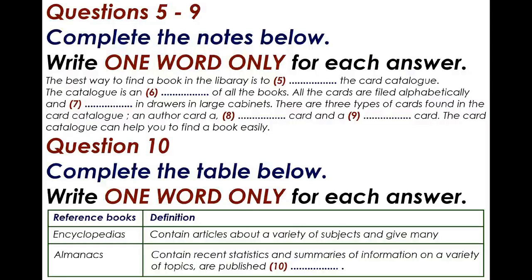The best way to locate a book in the library is to use the card catalogue. The card catalogue is an index of all the books in the library. Information about a book is listed on cards. All the cards are filed alphabetically and stored in drawers in large cabinets. The card catalogue can help you locate a particular book, a book on a certain subject, or a book by a particular author. In the card catalogue, each book has 3 cards, an author card, a title card and a subject card.